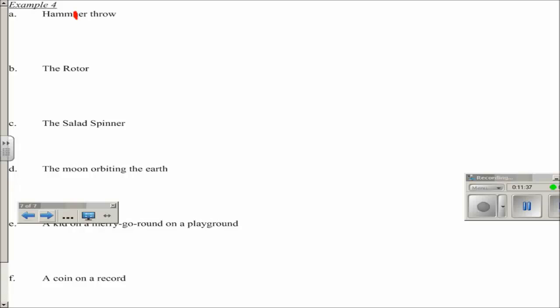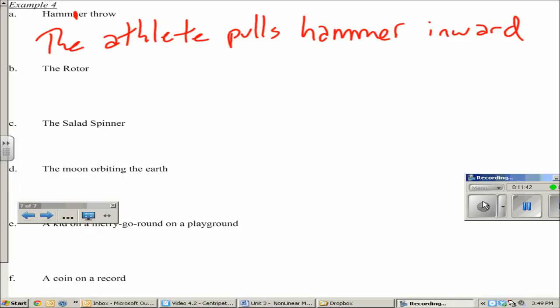But while he's spinning around, before he throws the ball, the centripetal force is the athlete pulls the hammer inward. Or you could say the athlete pulls the chain inward, or the chain pulls the hammer inward, or whatever. But there's an inward force on that hammer, or on the ball at the end of the chain, that keeps it going in a circle. And again, when he lets go of the chain, lets go of the ball, that's when there's no centripetal force, and then you can see it goes off in a straight line, right? Okay? All right, the next one is called the rotor.